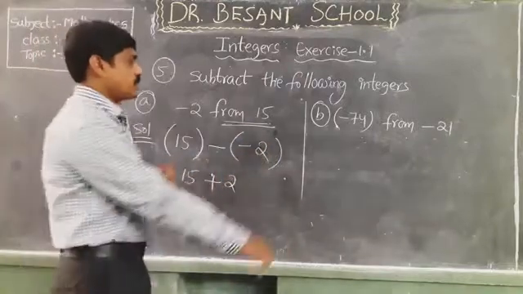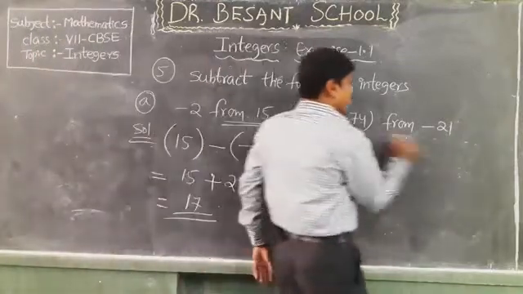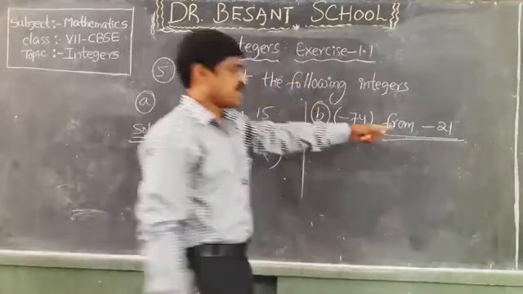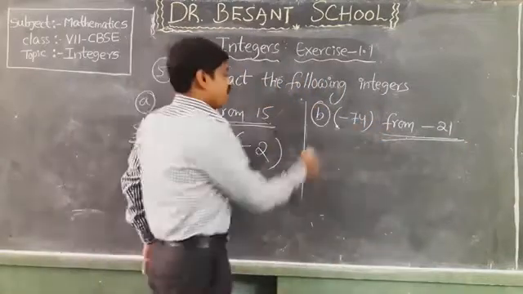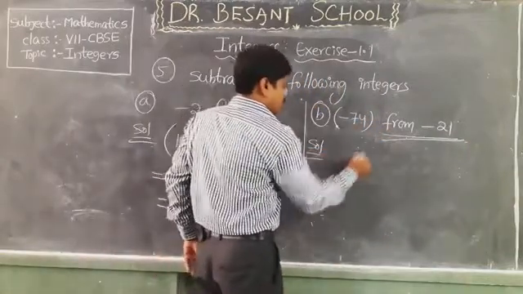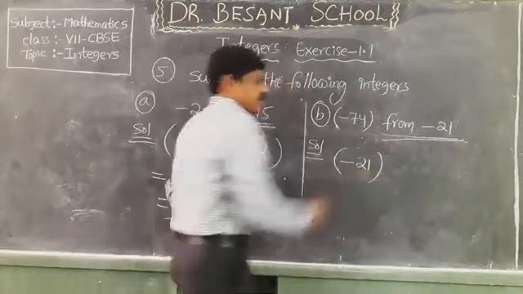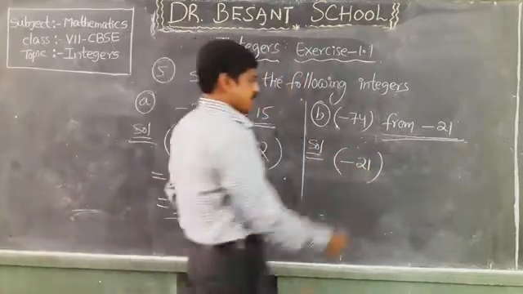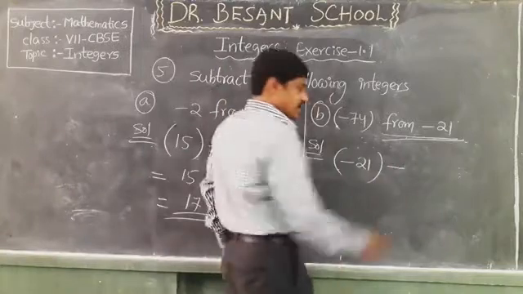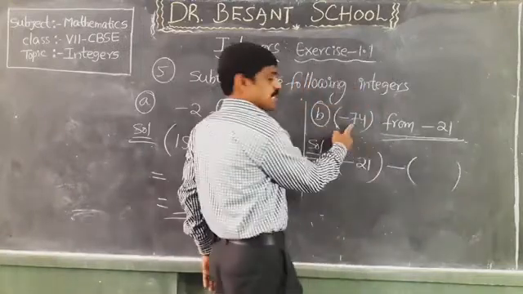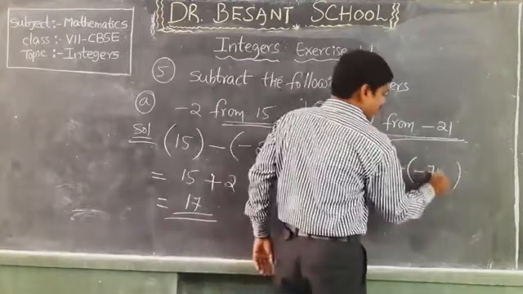Next, B. So first of all, from minus 21, so subtraction. From minus 21, we have to write minus 21 in one bracket, minus, this is the subtraction symbol, okay, and what do we have to subtract? Minus 74 we have to subtract.